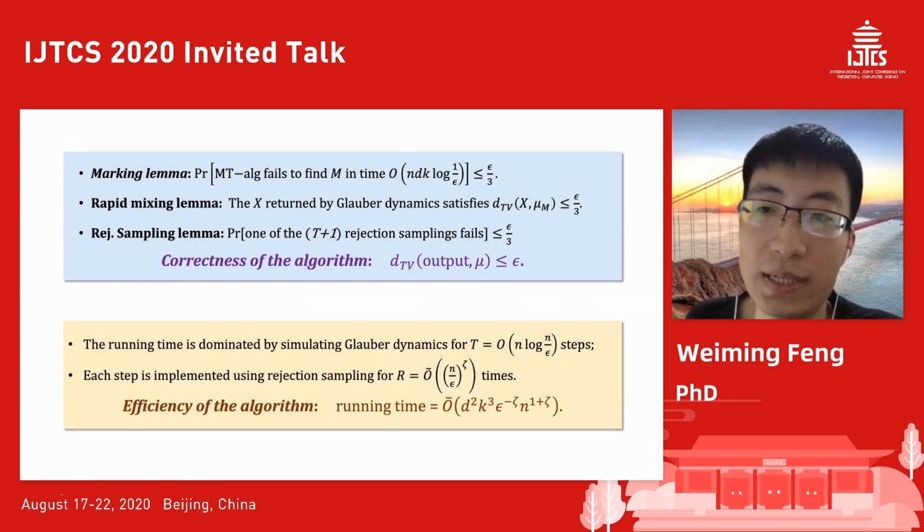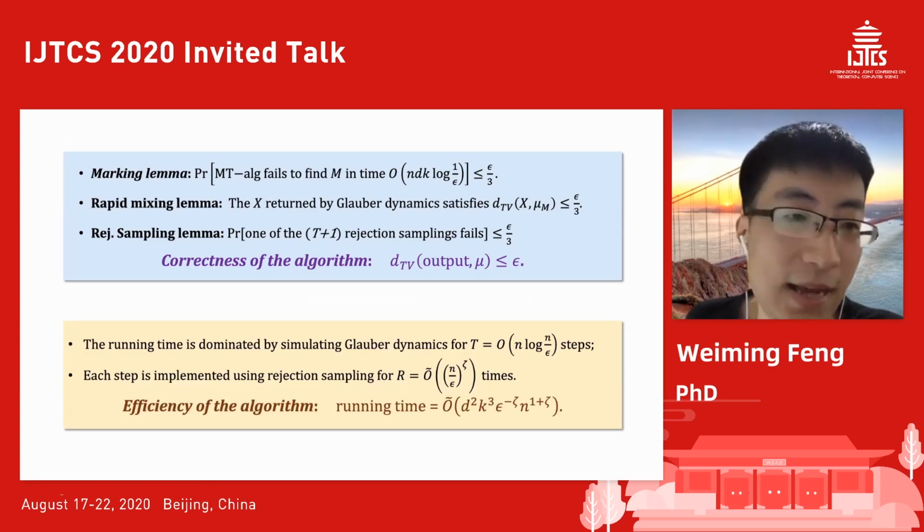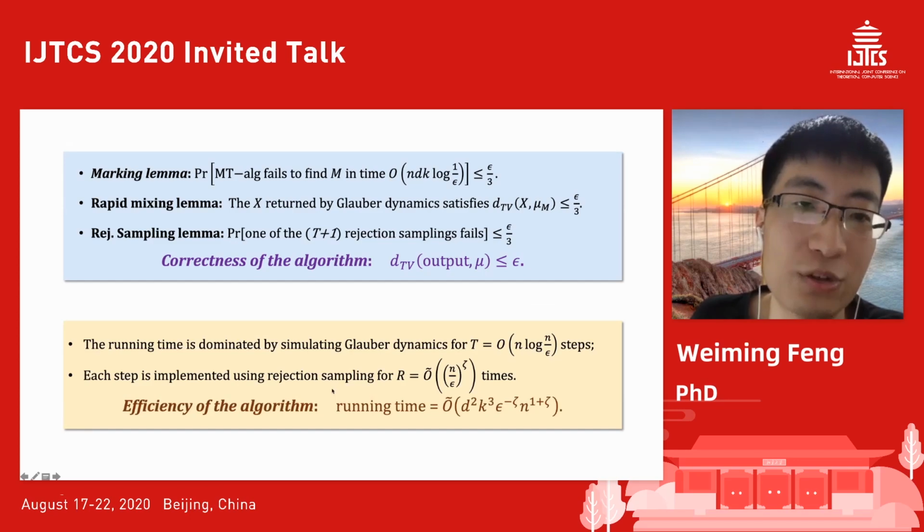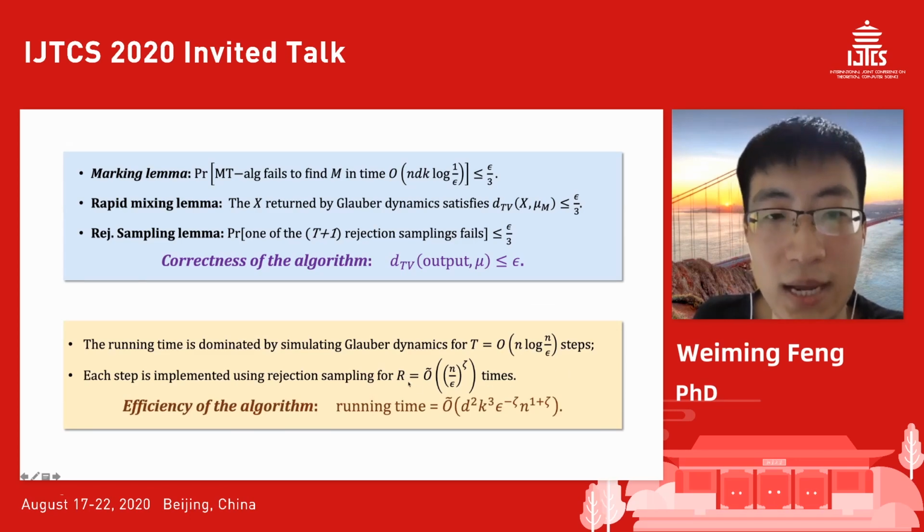Now, to prove the running time of the algorithm, note that the running time is dominated by simulating global dynamics for t equals O(n log n) steps. And in each step, we use the rejection sampling to implement the transition of global dynamics. And we try the rejection sampling for at most r equals 2^O(n) over epsilon to the zeta times. So the total running time is r times t, which is 2^O(n) to the 1 plus zeta.